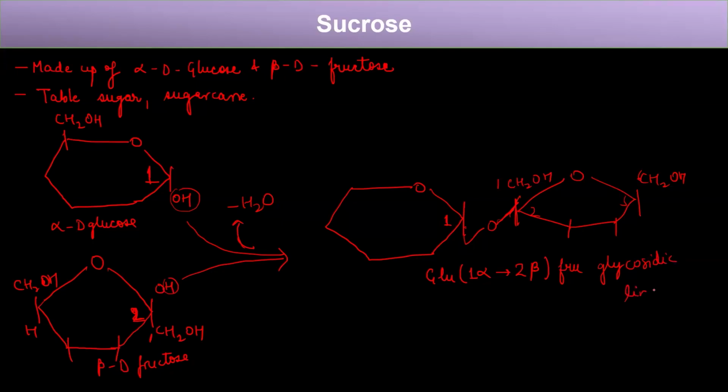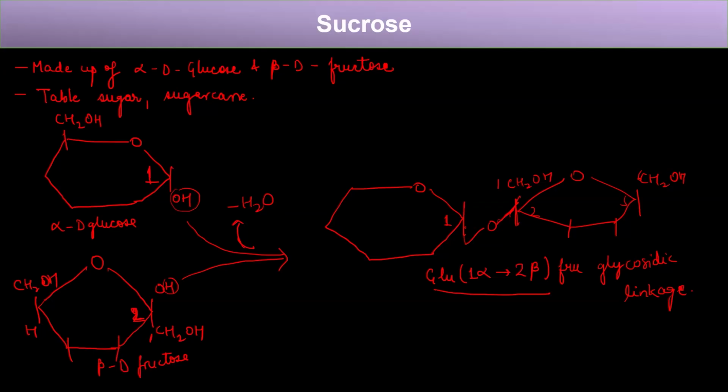Glycosidic linkage. Okay, so this is how the name works, because we have alpha glucose, and of this glucose the first carbon is involved in the bond formation, and we have beta fructose, in which the second carbon is involved in the bond formation. So the name will be glucose 1 alpha 2 beta fructose glycosidic linkage, and this kind of linkage is present in sucrose.